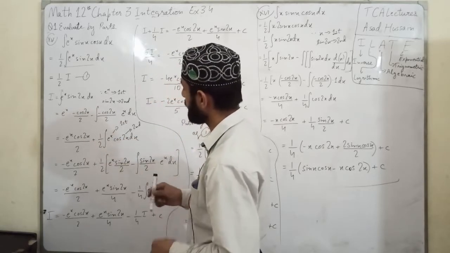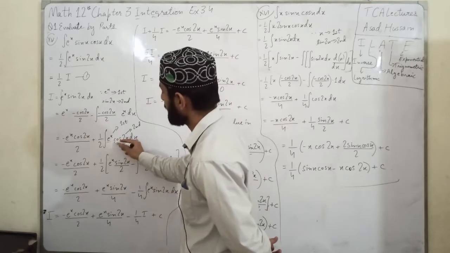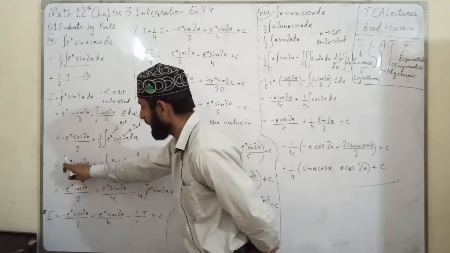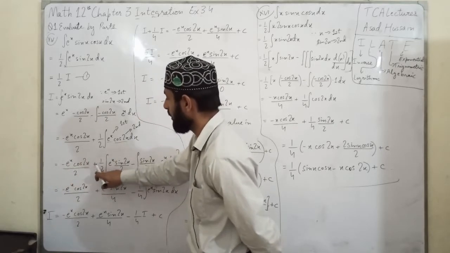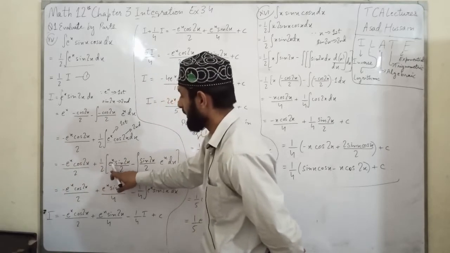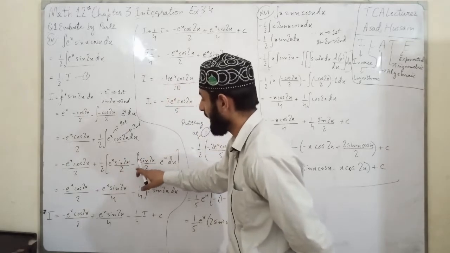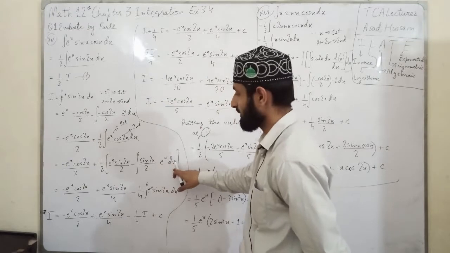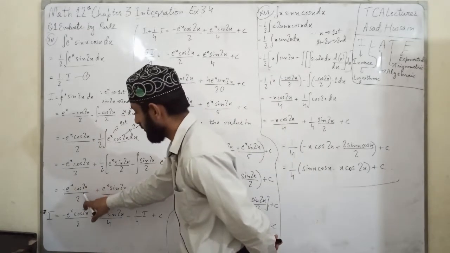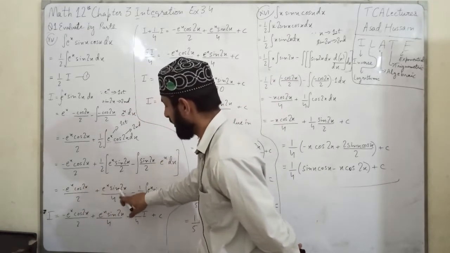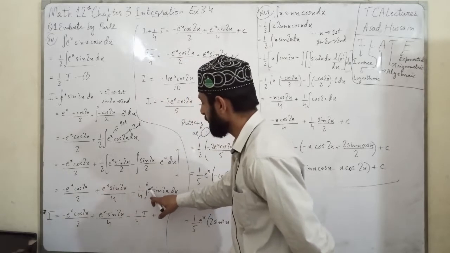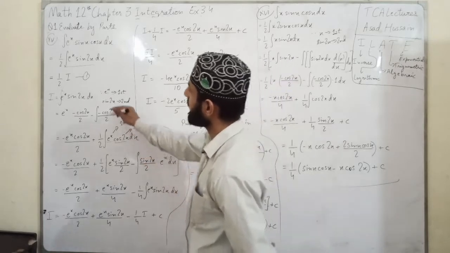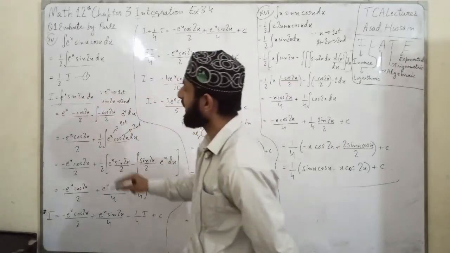Now again there are two functions, taking e^x as first and cos 2x as second. Integrating by parts, again we get negative e^x cos 2x by 2 plus 1/2 bracket e^x sin 2x over 2 negative integral sin 2x by 2 into e^x dx. That is negative e^x cos 2x by 2 plus e^x sin 2x by 4 negative 1/4 integral e^x sin 2x dx. As we can see here, this integral is I.